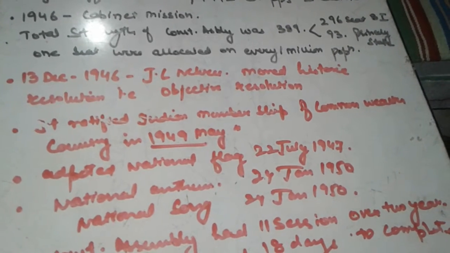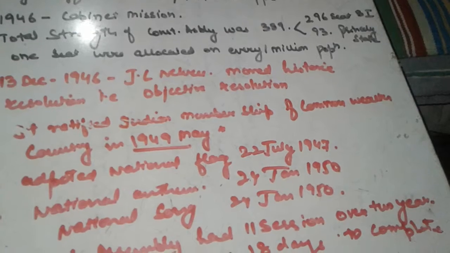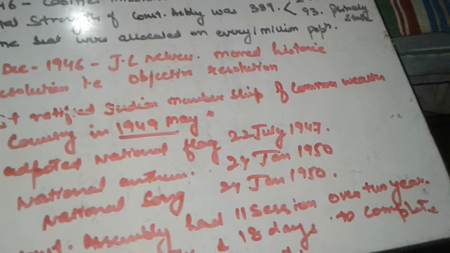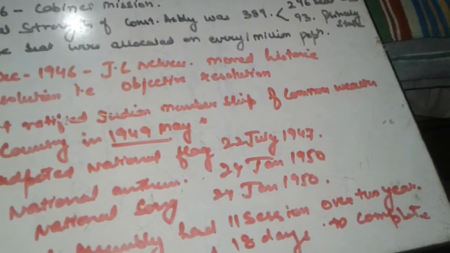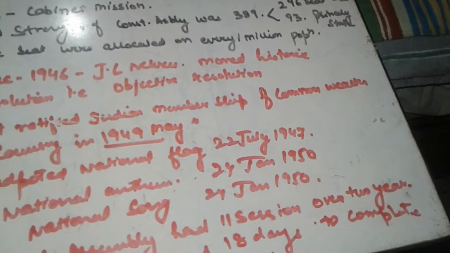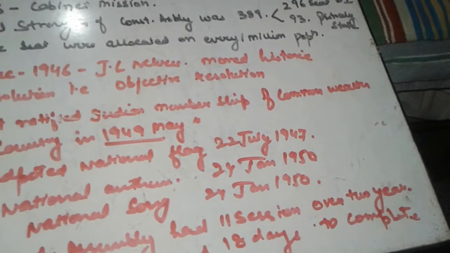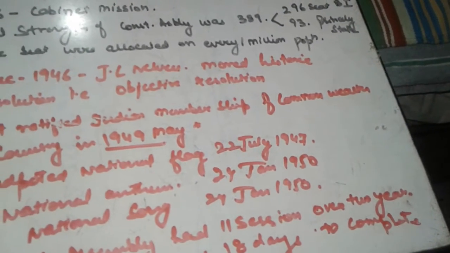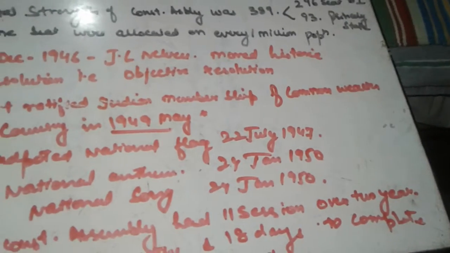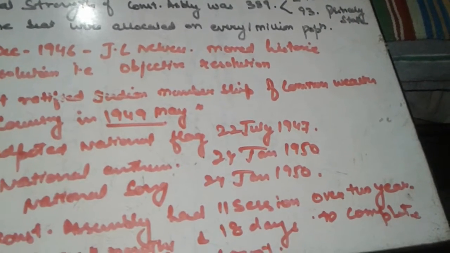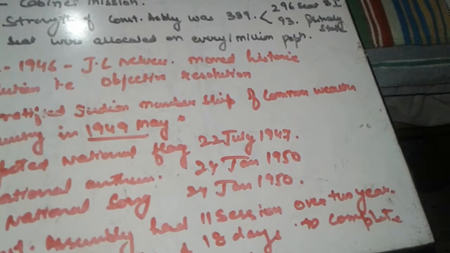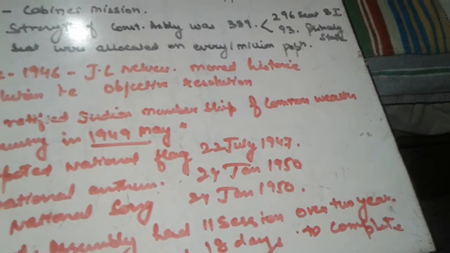The total strength of the Constituent Assembly was 389. Out of these, 296 were British Indian seats and 93 were princely state seats. Each province and princely state or group had proportional representation in the Constituent Assembly. The representatives of each community were to be elected by the members of that community. That is the process of making the Constituent Assembly. One seat was allocated for every 1 million population. That is approximate data.